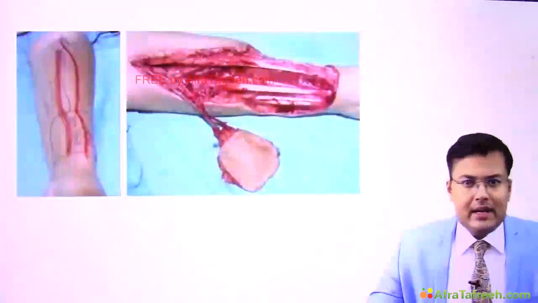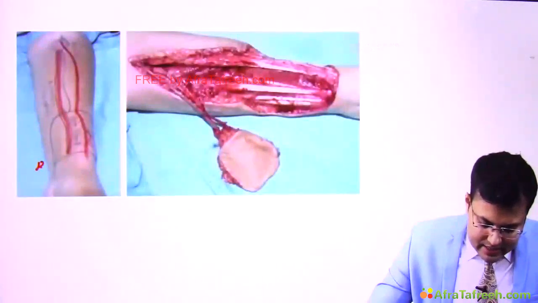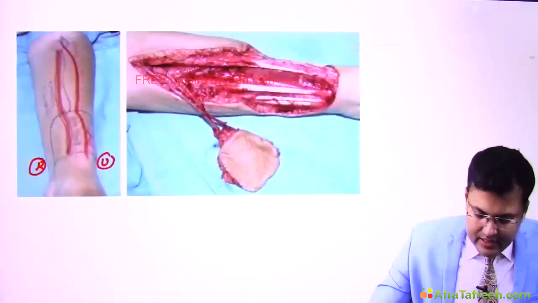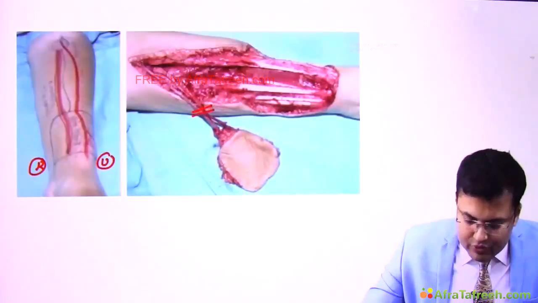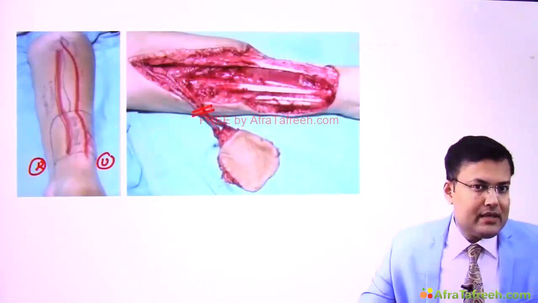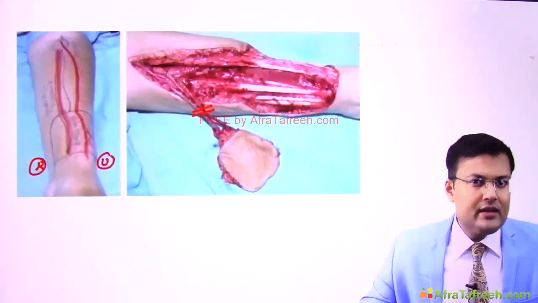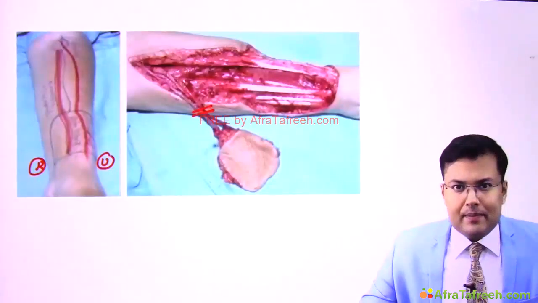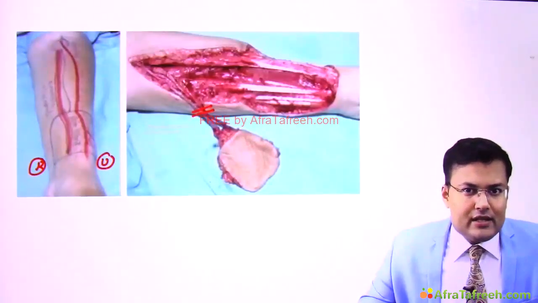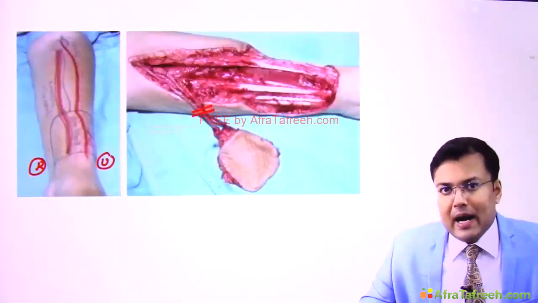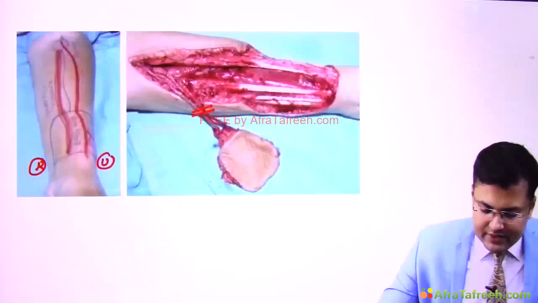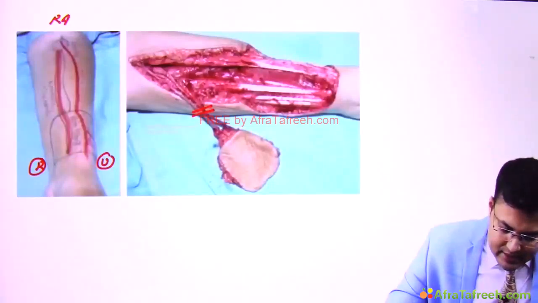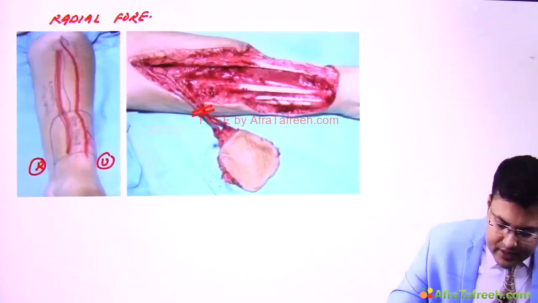Now see this flap and tell me the name. This is the radial side and this is the ulnar side, and here you can see that I am going to take this flap. This flap is devascularized from the donor site and revascularized at the recipient bed. So this is a free flap. What is the name of this flap? This is the radial forearm free flap.